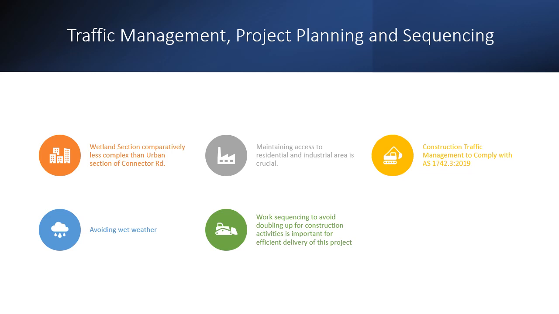From the planning and sequencing point of view, the project has to be planned to avoid wet weather conditions due to the wetland being adjacent to the project and the moisture sensitivity around this work. The works will be sequenced so that we are not double handling the construction work. If we are trenching for drainage, it has to be done prior to placement of the pavement material, so that we are not compromising the strength of the pavement and double handling the job as well.